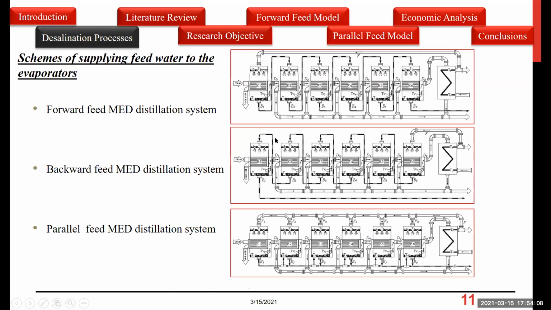And here we have again the forward feed system on the top, the backward feed system here in the middle, and the parallel system, which is the one below here. It's a parallel system. There's no parallel cross in this figure. It's just a parallel system.